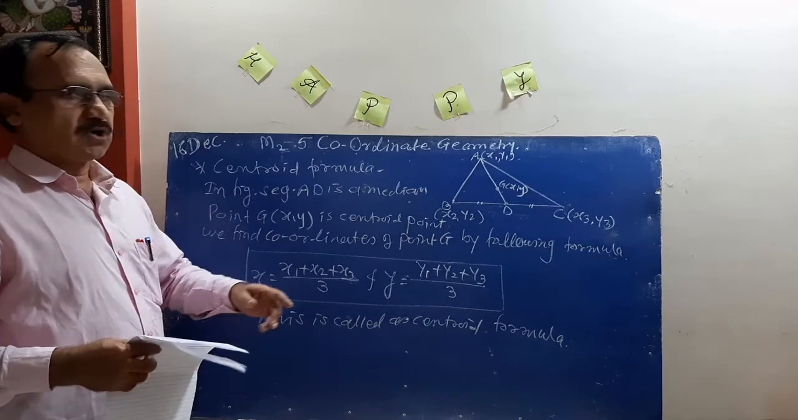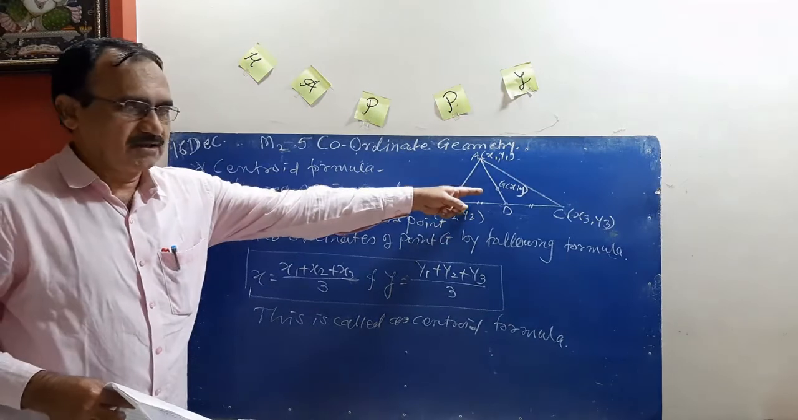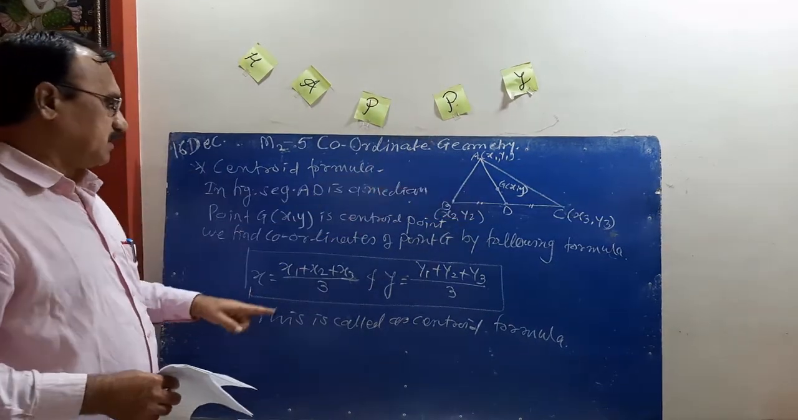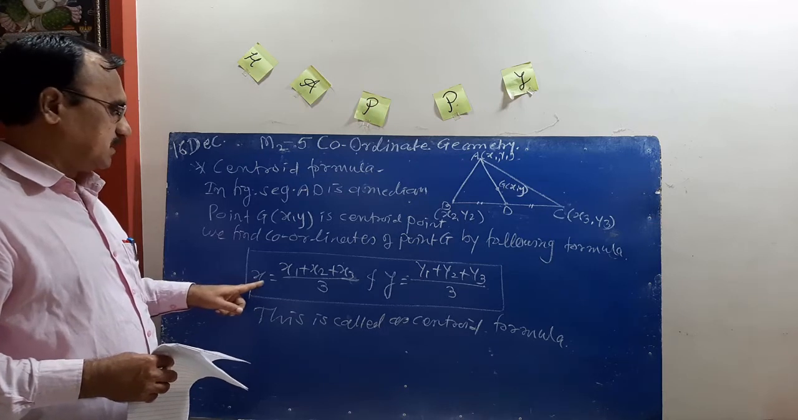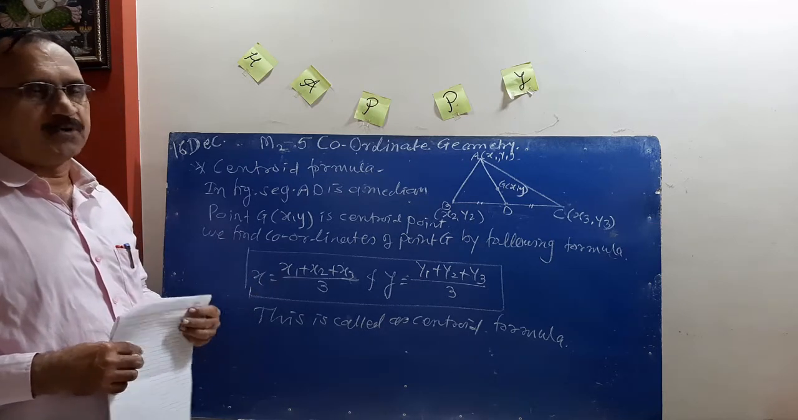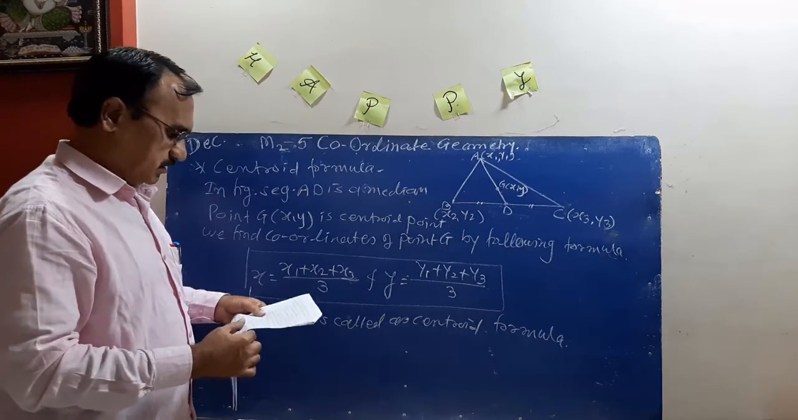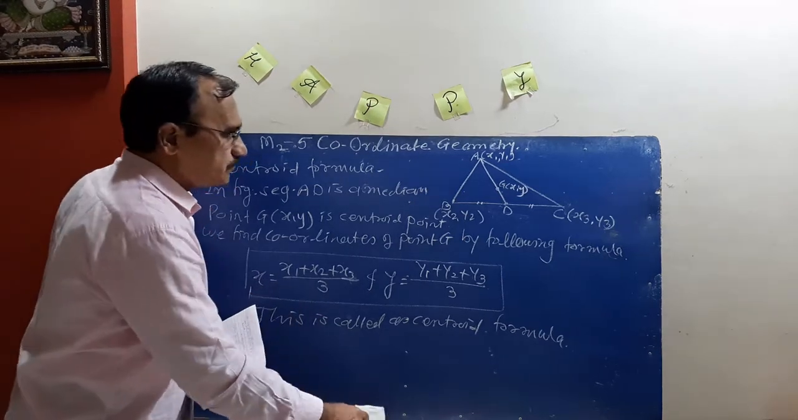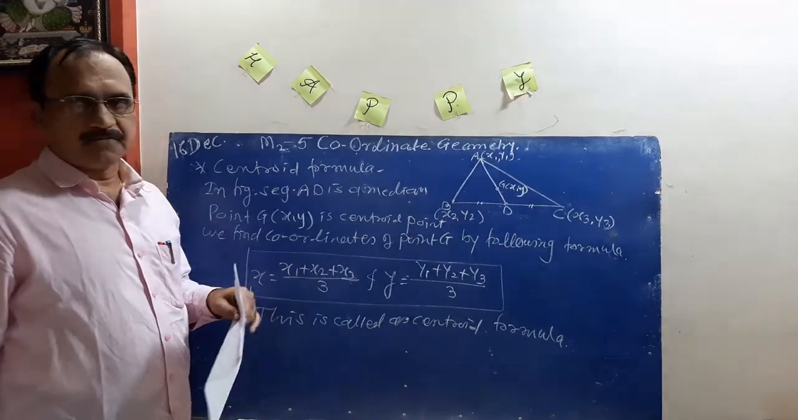If the coordinates of the vertices of triangle are x1 y1, x2 y2, x3 y3 and Z is the centroid of triangle ABC, then we easily find the coordinates of xy. X is equal to x1 plus x2 plus x3 upon 3, and y is equal to y1 plus y2 plus y3 upon 3. This is a very easy formula. Draw this figure and write the formula.